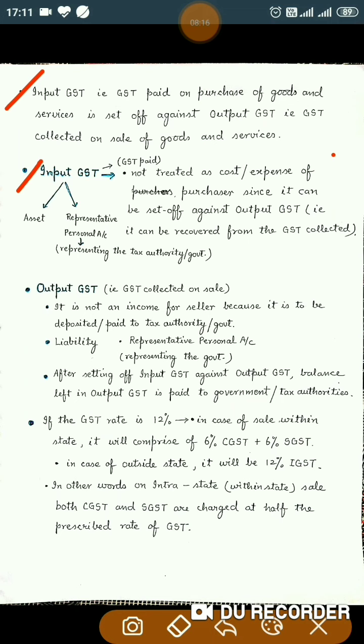From the modern rule, if we classify it, then input CGST is an asset, and from the conventional point of view, it is a representative personal account. It represents the government authority or tax authority.